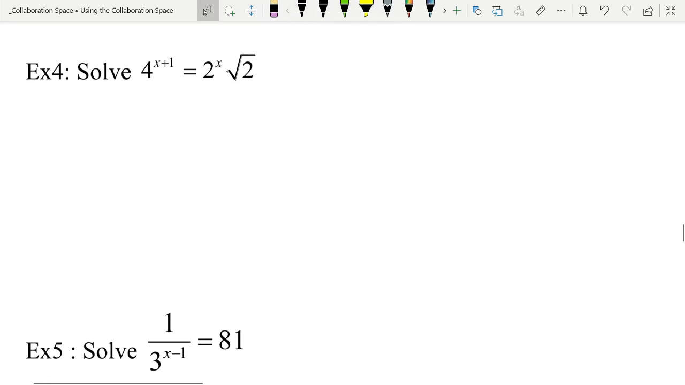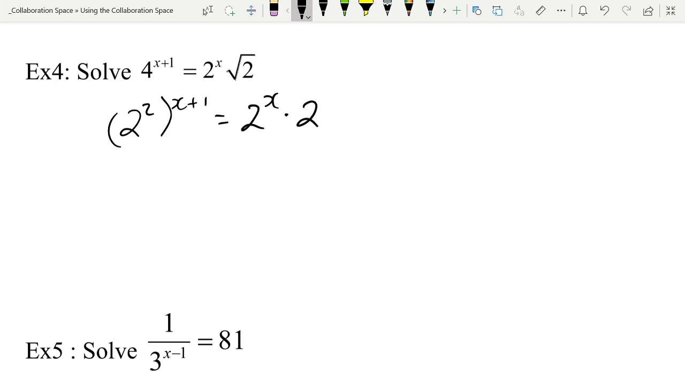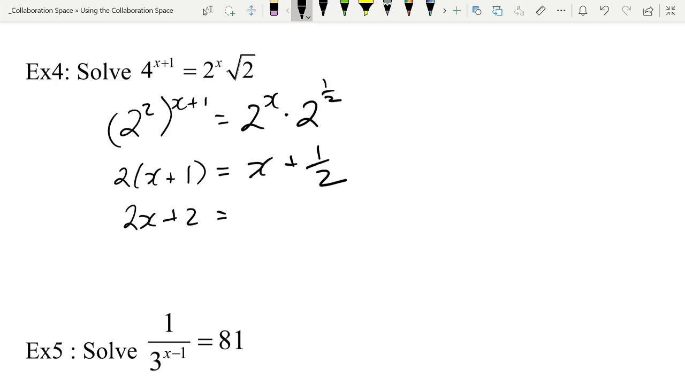All right, ooh, a radical. So this one's saying 2 to the 2 to the x plus 1 is equal to 2 to the x times 2 to the 1 half. So 2 times x plus 1, still getting used to this pen. There we go. 2 times x plus 1 is equal to x plus 1 half. So let's see, that's 2x plus 2 is equal to x plus 1 half. So x is equal to 1 half minus 2.